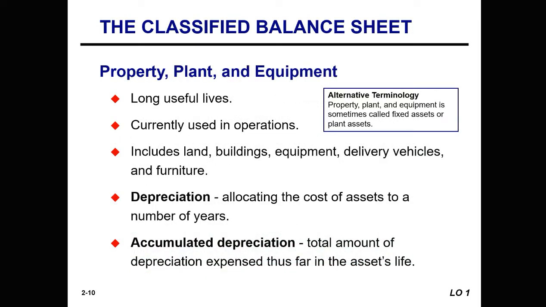The next section in assets in the classified balance sheet is property, plants, and equipment. So these are assets that have relatively long useful lives. They're not going to be used up or consumed within the course of a year. They're also sometimes called fixed assets or plant assets. They are used in the actual operations of the business. These are the assets that are used to generate the revenues.